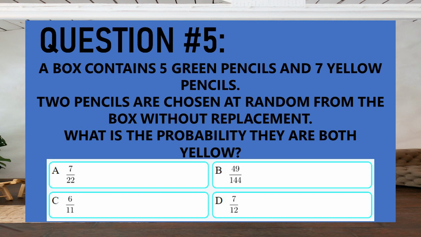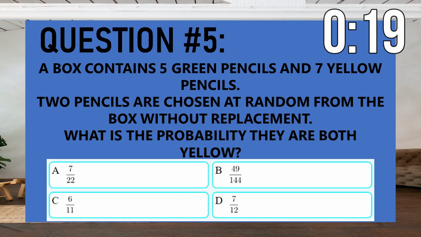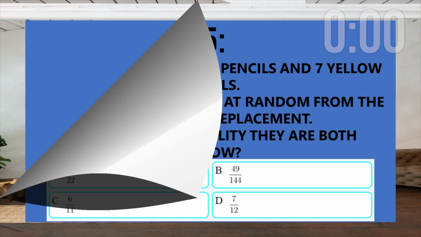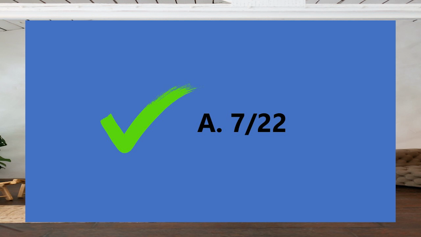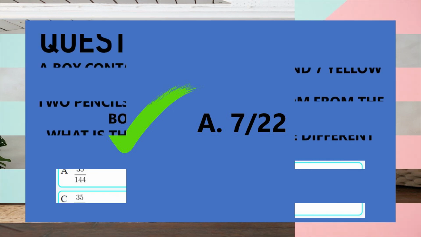Letter A, 7 over 22. Letter B, 49 over 144. Letter C, 6 over 11. Or letter D, 7 over 12. And the correct answer is letter A, 7 over 22.